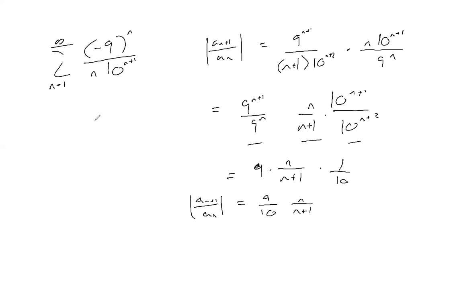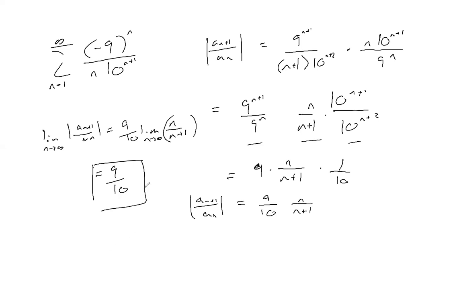What is the limit of this thing? Well, I can bring the 9 over 10 outside the limit. And then I got the limit of n over n plus 1. This limit is equal to 1, so the whole thing is equal to 9 over 10. So my limit is equal to 9 over 10, which is less than 1. So again, by the ratio test, I have absolutely convergent, meaning my original series is absolutely convergent.